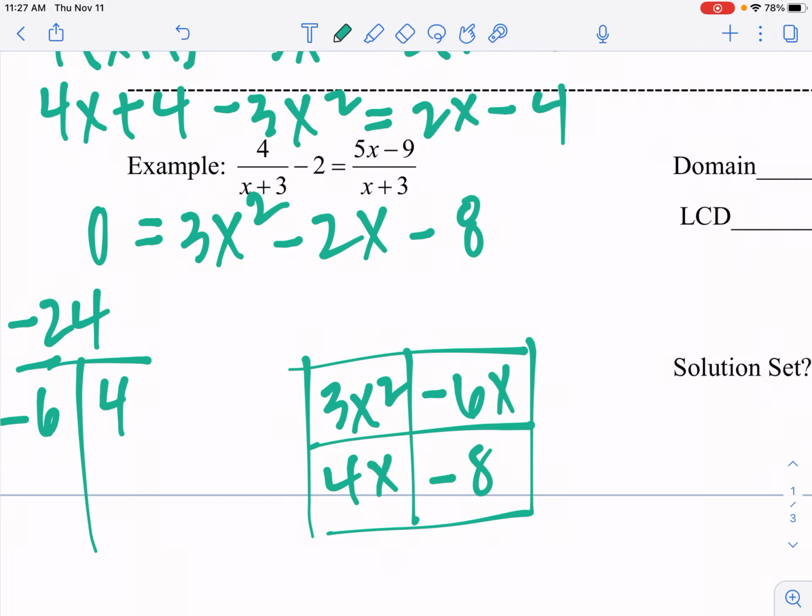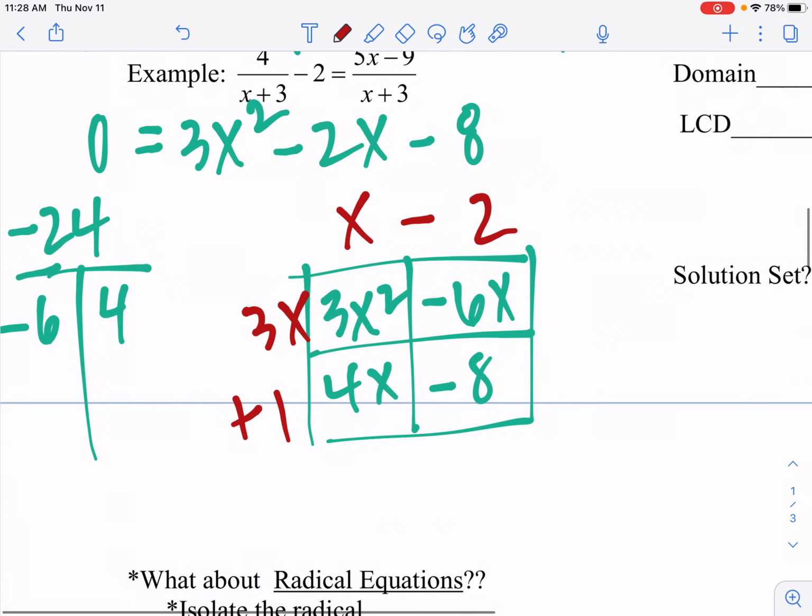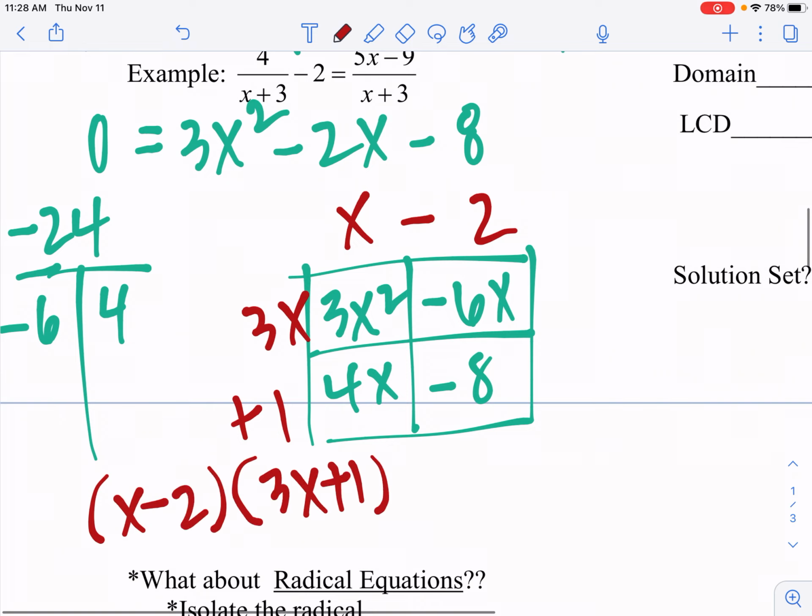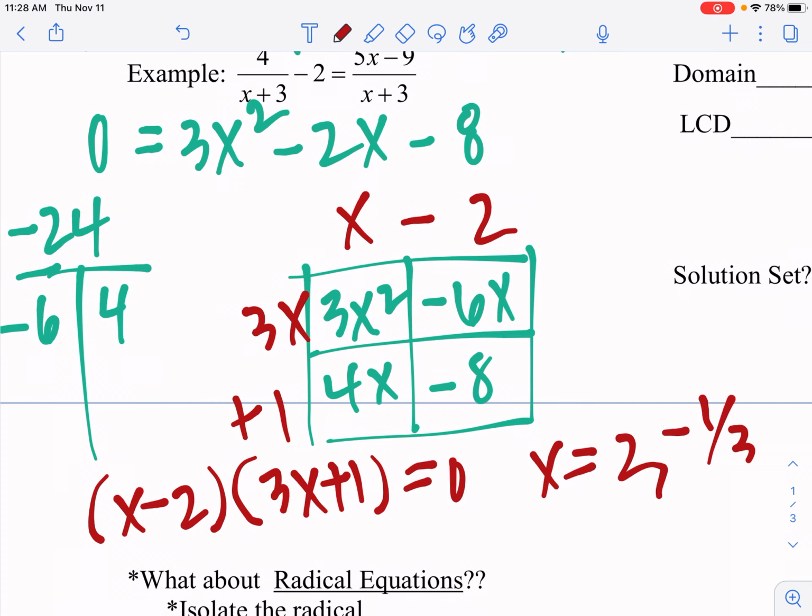And then I pull out things that they have in common. So x, negative 2, 3x, and 1. So those are my factors, x minus 2 and 3x plus 1. But if I solve, then we're going to get 2 and negative 1/3.